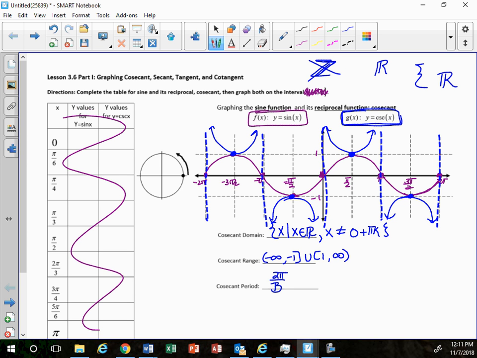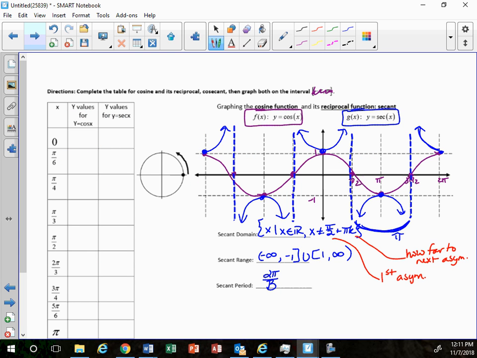Are you guys ready to see it? Guys, your domain, how'd you do? X such that X is an element of the reals, that X cannot equal pi over 2 plus pi k. So my labeling here, what this is talking about, the first piece is where's your, I say first asymptote, but really any asymptote. And then how far to the next asymptote? How far apart are they?